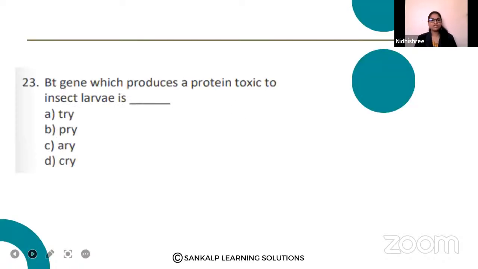Next, Bt gene, which produces a protein toxic to insect larvae. Understand the question properly. It is a Bt gene which produces a protein poisonous substance. Insect larvae is cry. Option D. Very easy question.